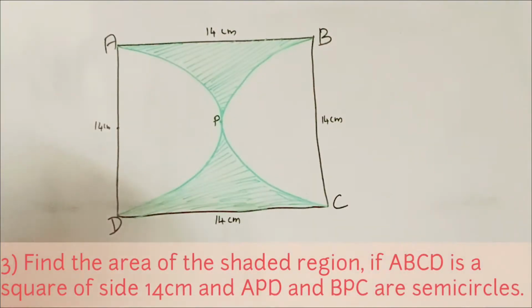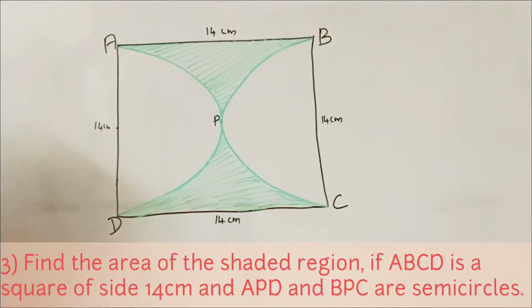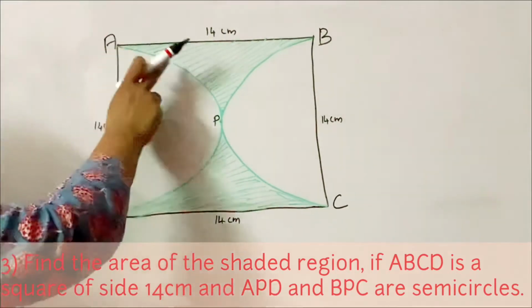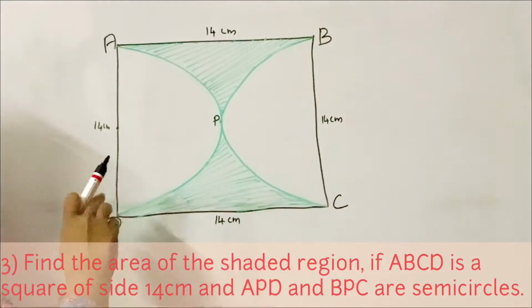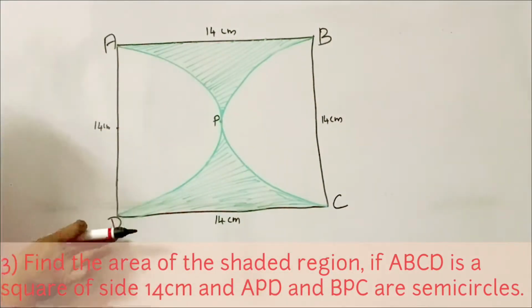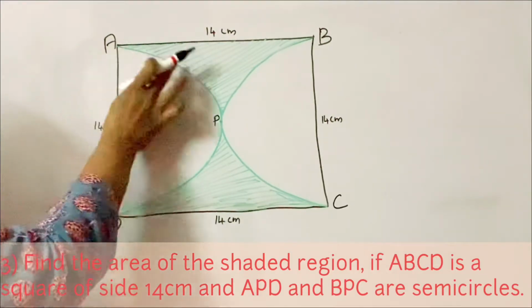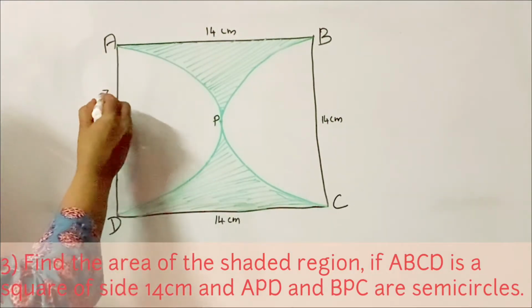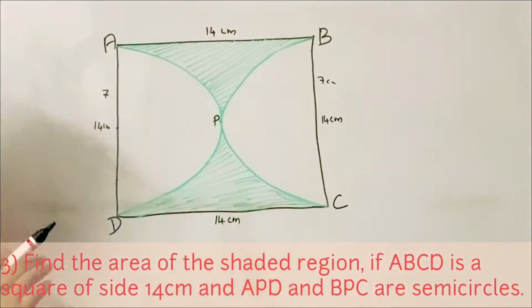Question number 3. We want to find out the area of the shaded part, where ABCD is a square of side 14 centimeters. We can see two semicircles, APD and BPC, having diameter 14 centimeters. So the radius of this semicircle is 7 centimeter. This is also 7 centimeter. And we want to find out the area of the shaded part.